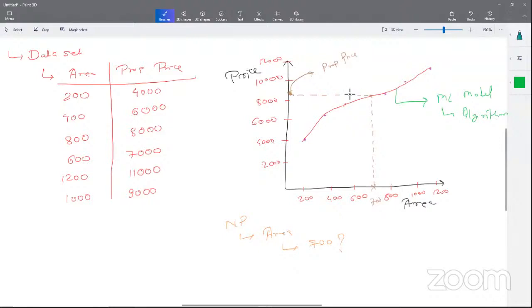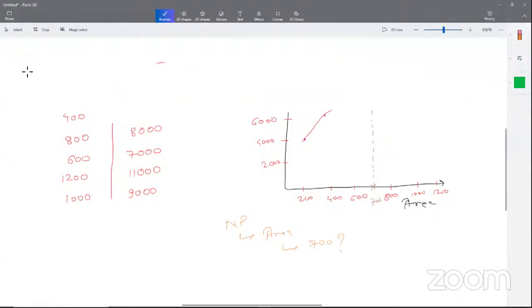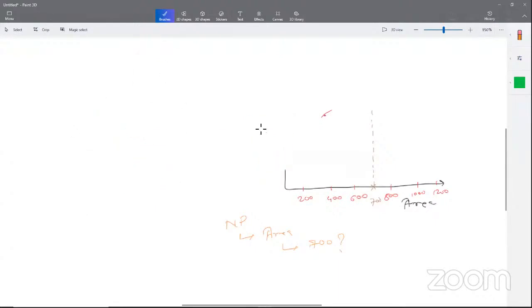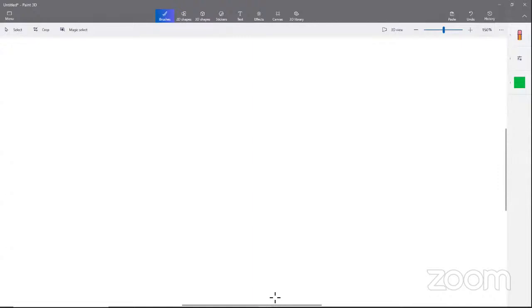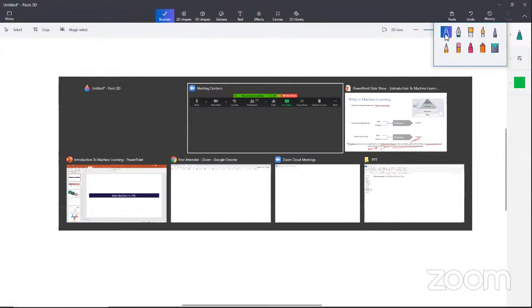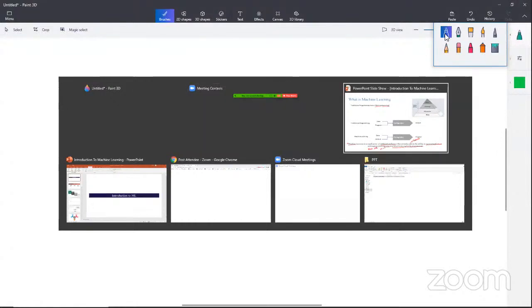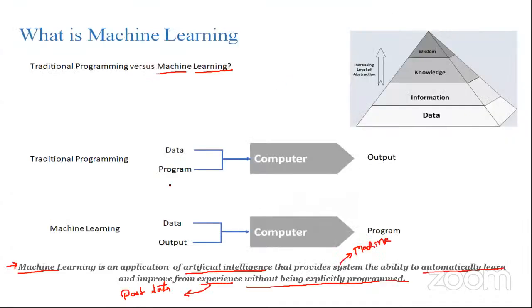Okay, now if we are clear about this, let's try to understand the formal definition of machine learning. I see SK saying, is this linear regression? Yes, SK.